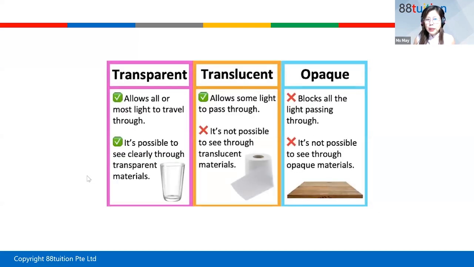So the 3 types of objects are: transparent, which allows most light to pass through. It's possible to see clearly through transparent materials. Translucent means it allows some light to pass through. So it is not possible to see through translucent material, but it still allows some light to pass through. It's just like curtains, right? We can't see through the curtain clearly, but it helps to block some light. Opaque objects block all the light passing through. It's not possible to see through an opaque object.